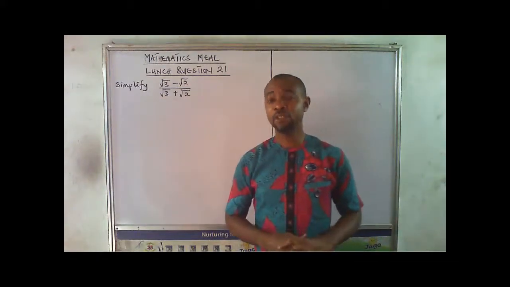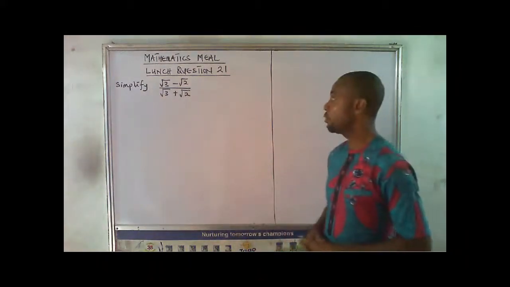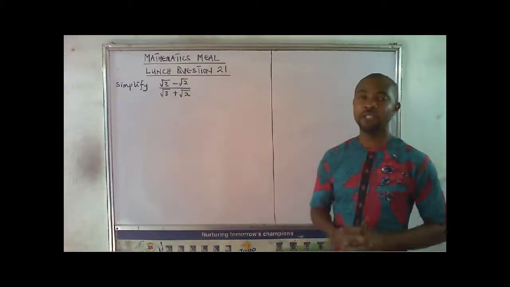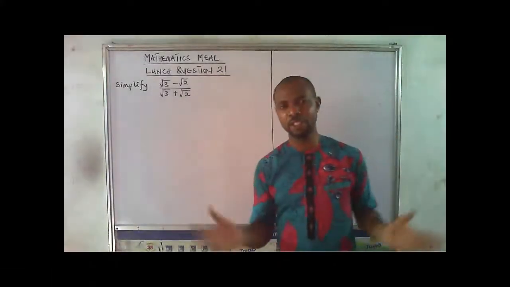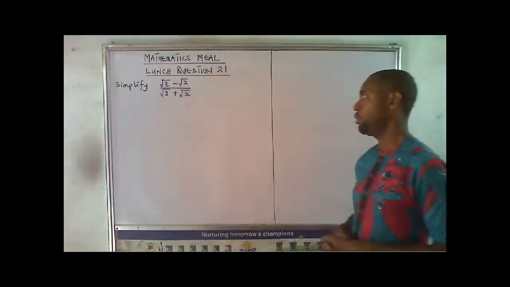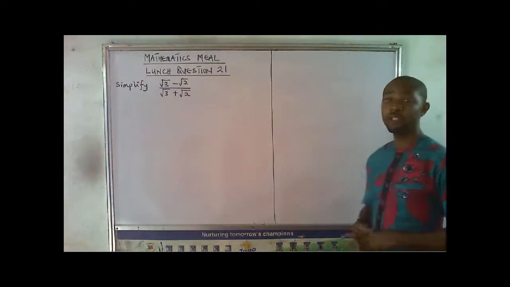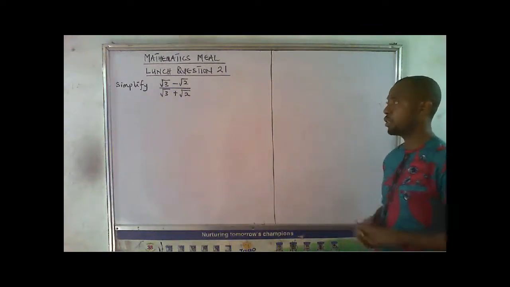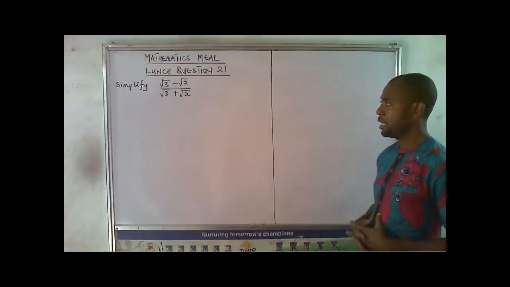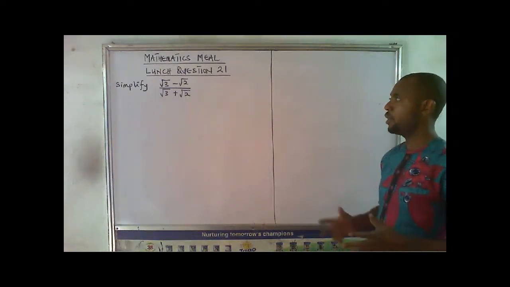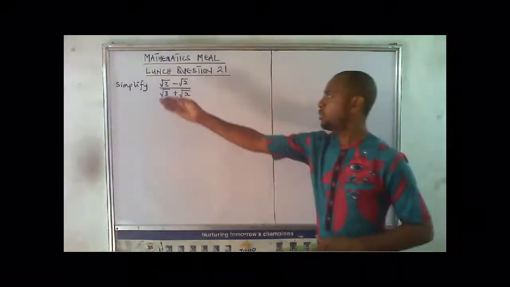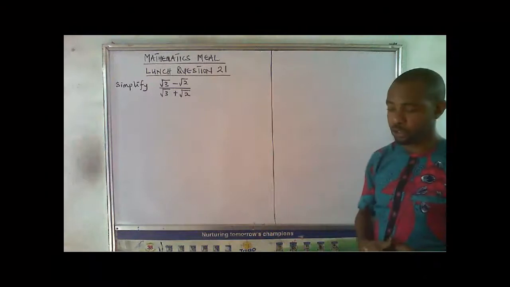Today on Mathematics Mail, we are going to look at lunch question number 21. We have solved a series of lunch questions from diverse topics. Today, we want to look at lunch question number 21, and our topic is surd. We have the question on surd. We're asked to simplify the expression: simplify square root of 3 minus square root of 2 divided by square root of 3 plus square root of 2.